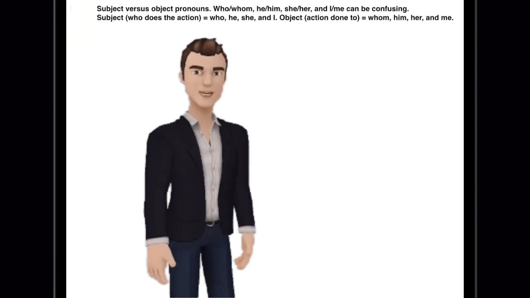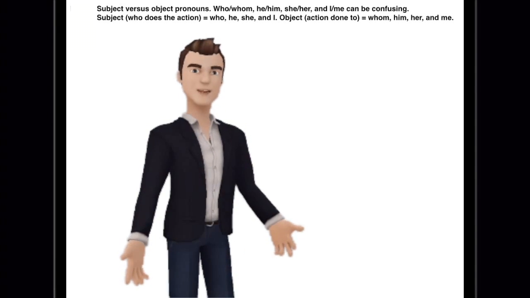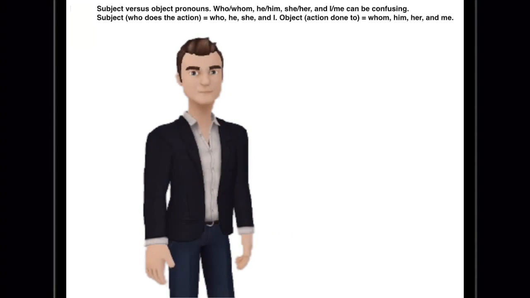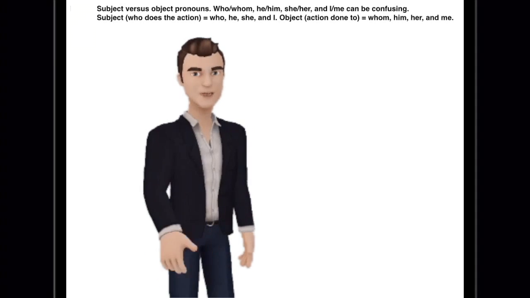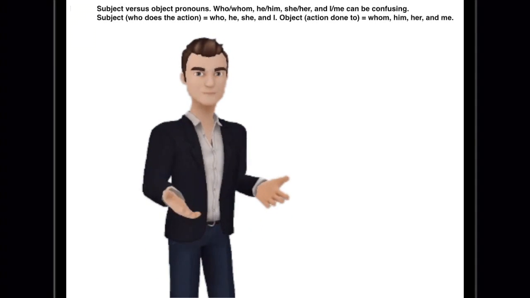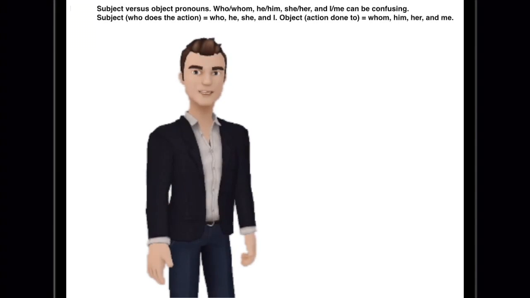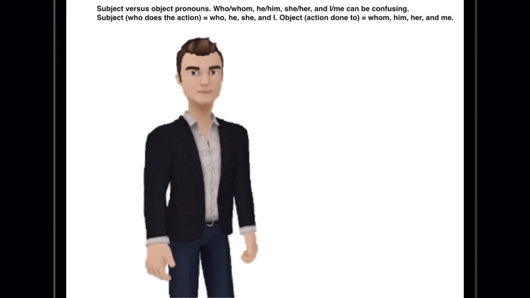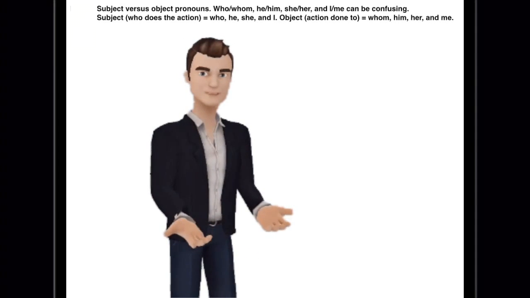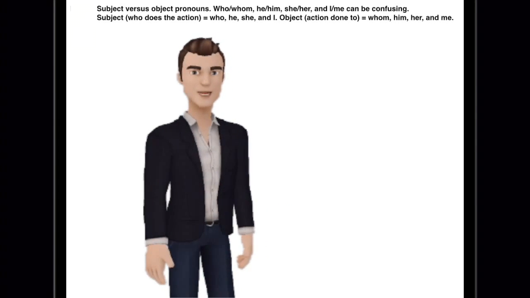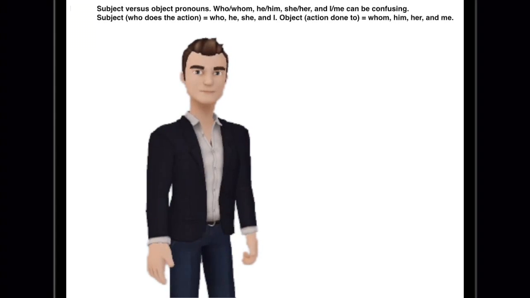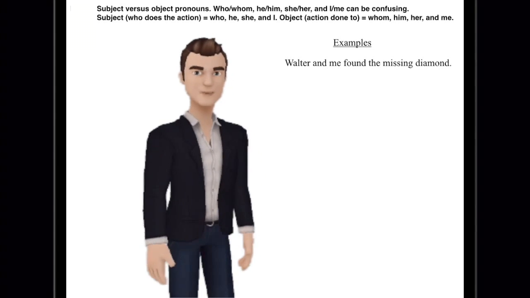Rule J deals with whether something is a subject or an object, and how to use that in the sentence. Whether to use who or whom, he or him, she or her, I or me, it can get confusing sometimes. Probably one of the most confusing ones would be me and I. And usually it goes along with a compound subject or compound object, that's really when the confusion starts to set in. So for example, we have "Walter and me found the missing diamond."